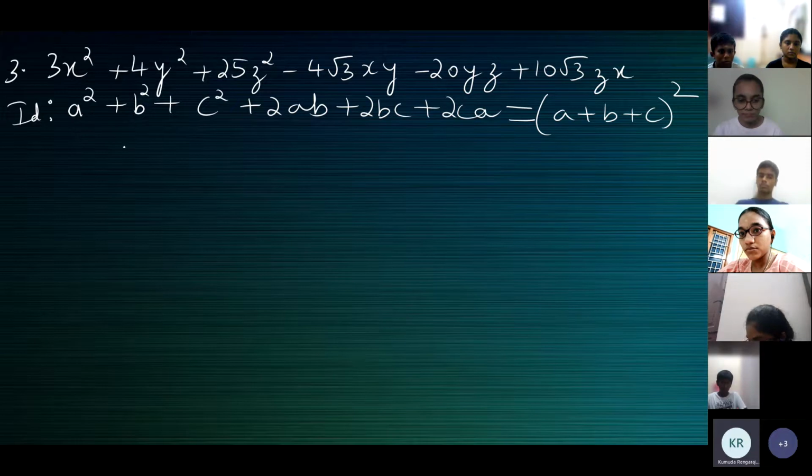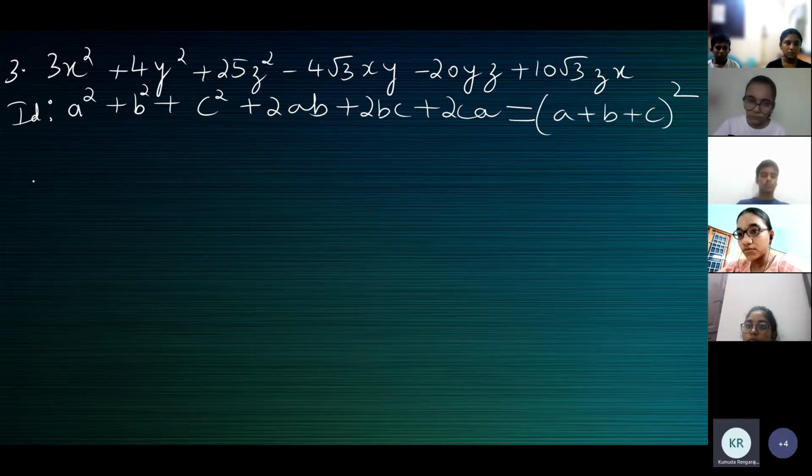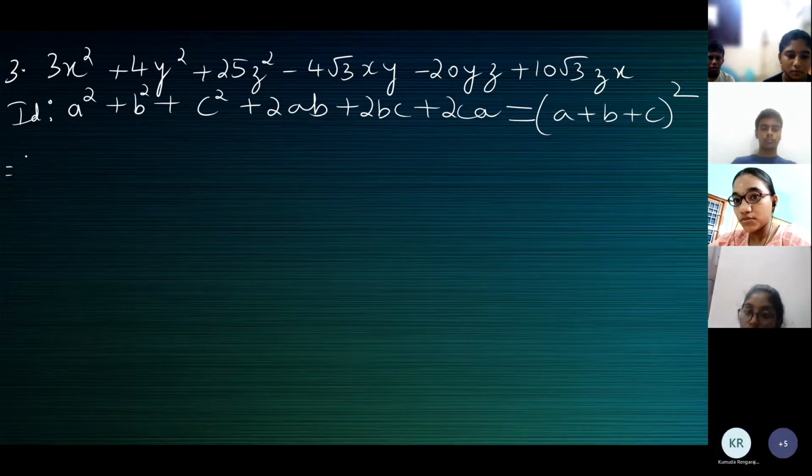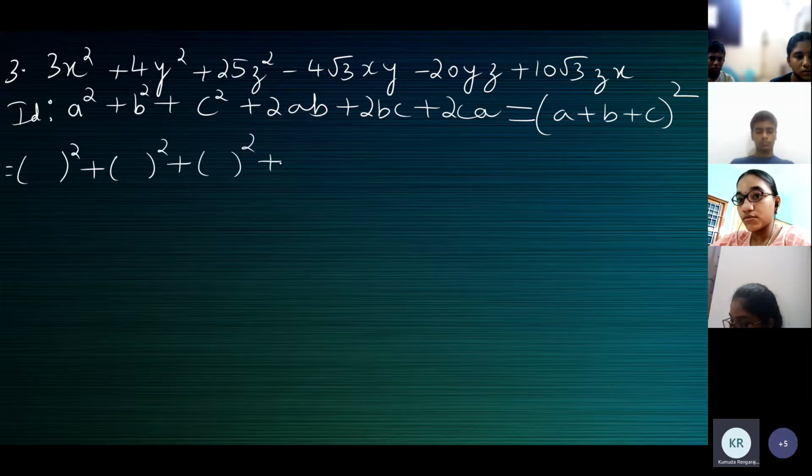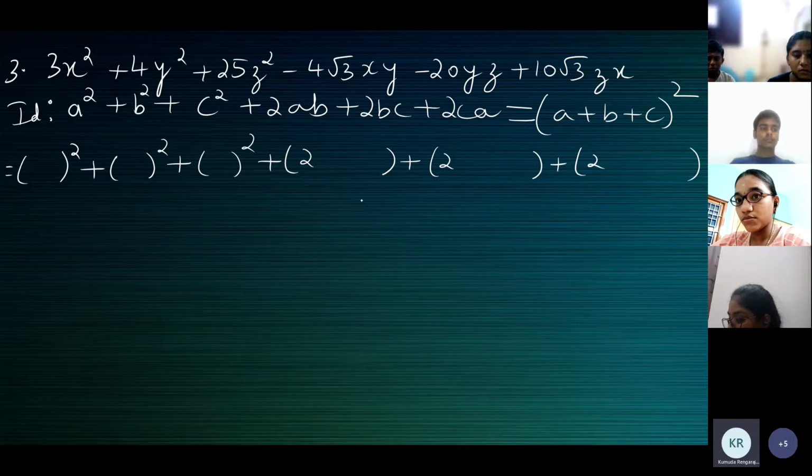So now your task is to show that the 6 terms look like these 6 terms: a square, b square, c square, 2ab, 2bc, 2ca. For that, what you have to do? You must put empty brackets. Take the signs from the identity and not from the given question. Take all the signs from the identity: a square plus b square plus c square plus 2 into a into b plus 2 into b into c plus 2 into c into a. You must show that the given expression is of this form.